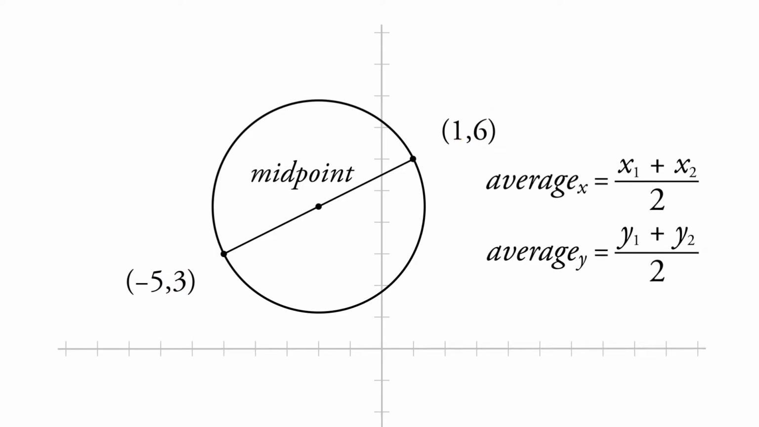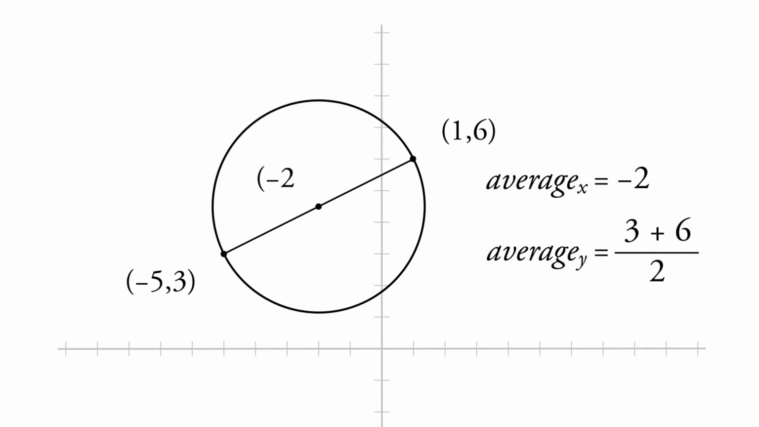So for finding the midpoint of these two values, we're going to take x1, which we'll call that -5, and we'll add that to 1, and we'll divide that by 2. And that's our x value of the midpoint. Our y value is going to be y1, and we'll add that to y2, and we'll divide that by 2. And you see on this one, -5 plus 1 is -4 over 2, and that's -2. So our x value is going to be -2.